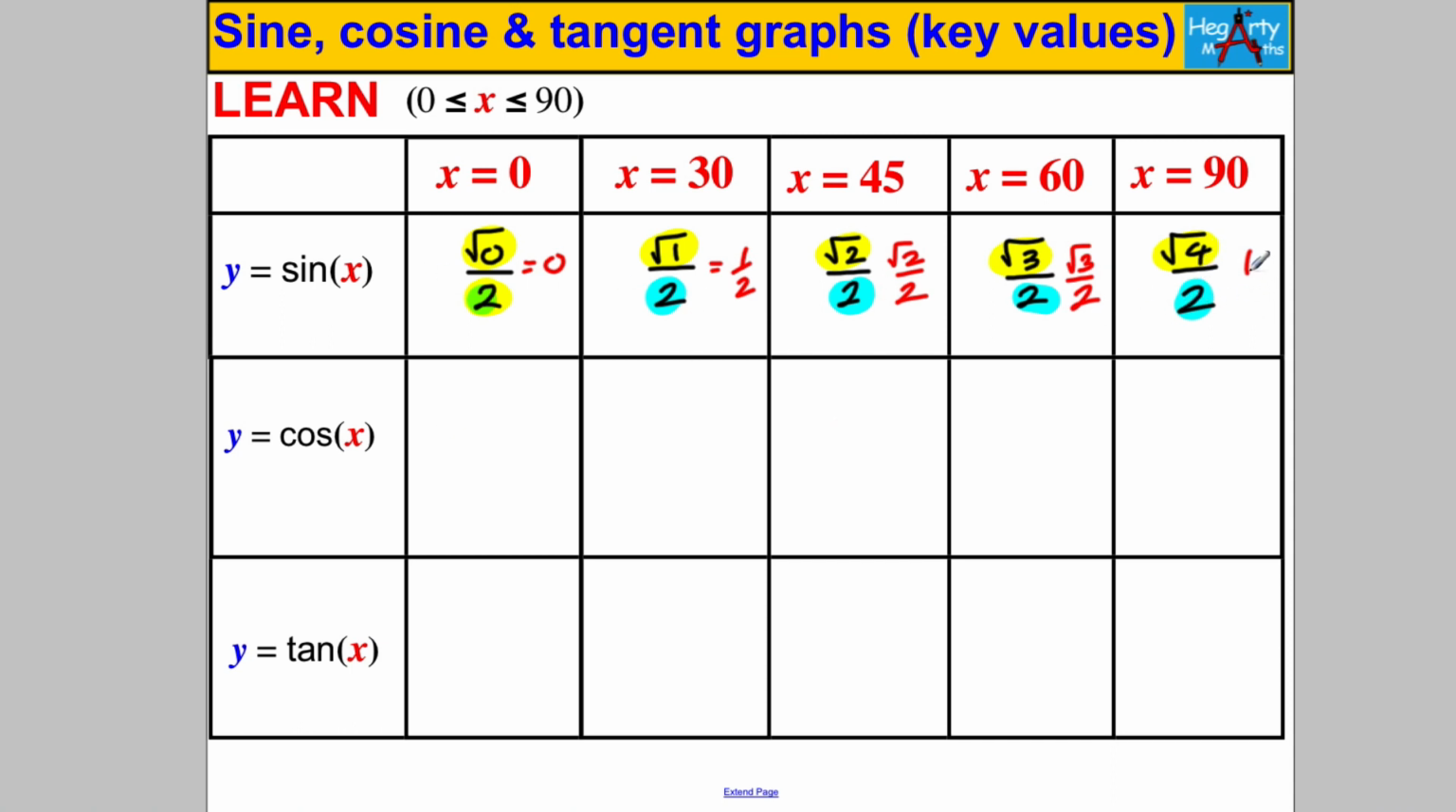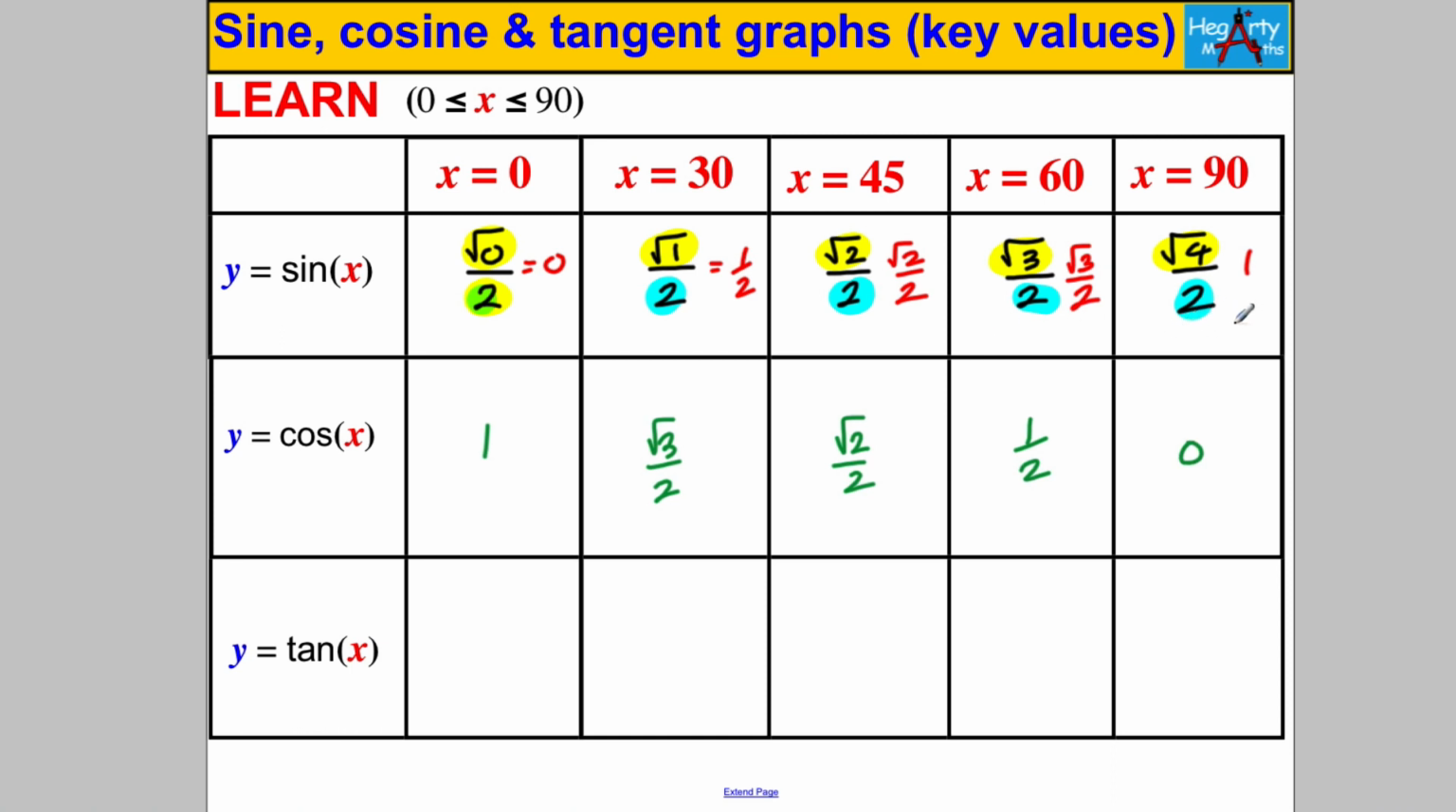the other way around. If that's 1 there, cosine 0 is 1. Cosine of 30 is the same as sine 60. It's going to be root 3 over 2. Cosine of 45 is the same as sine 45, it's going to be root 2 over 2. Cosine of 60 is going to be the same as sine 30, it's a half, and cosine of 90 is going to be the same thing as sine of 0, it's 0.